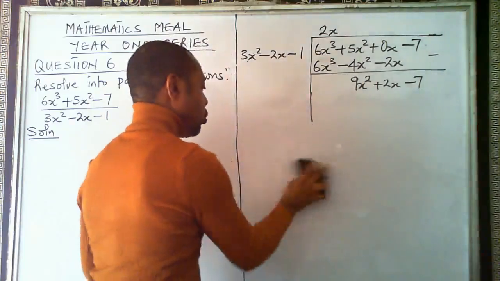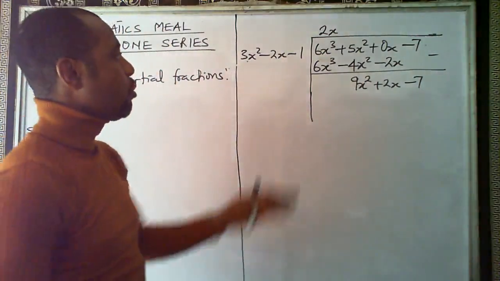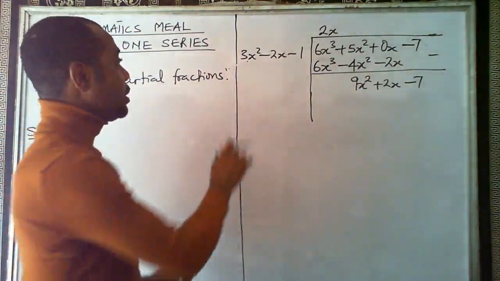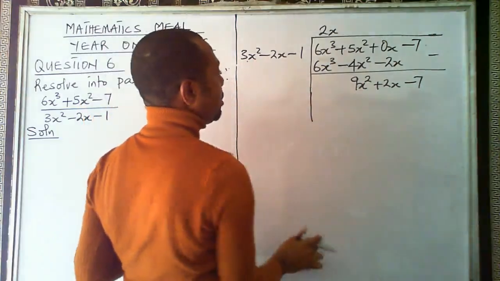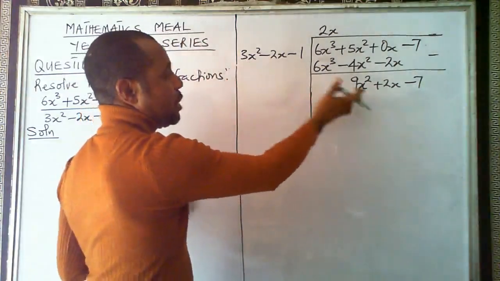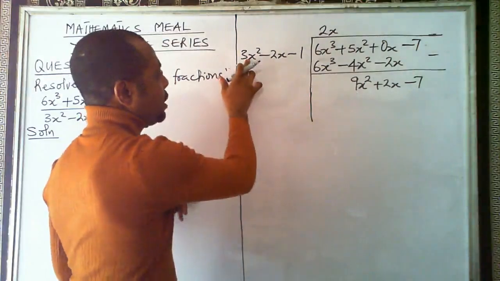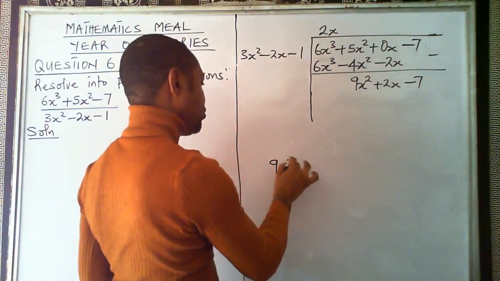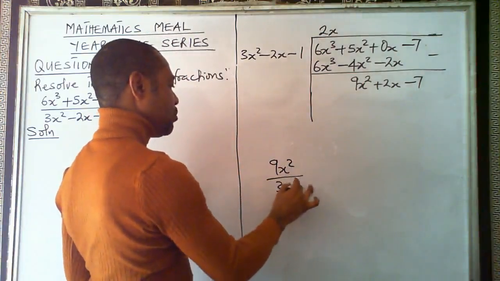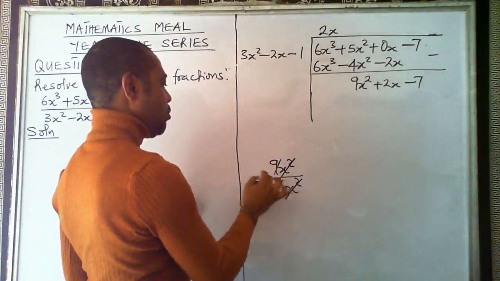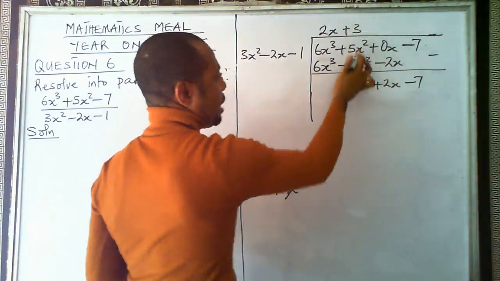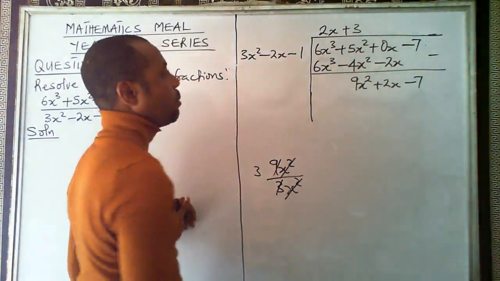So we move on. So we have finished one division. We still have another division to do because this power and this power are still the same. So we have not reduced it to be lower than this. So let's divide again. 9x squared divided by 3x squared. This is gone. This divide will give us 3. So we are going to have plus 3. Because at the end of the day, we have plus 9 there, so plus 3.